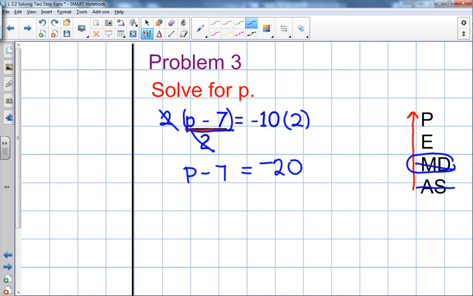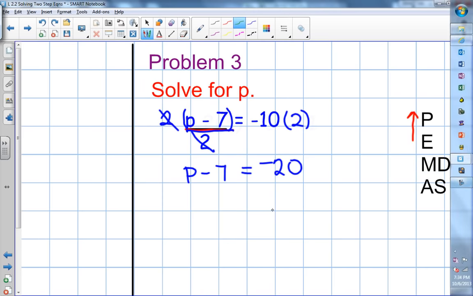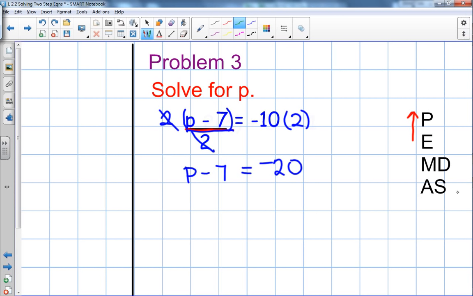So I keep working up the order of operations, any exponents, any parentheses. Nope, so then I start over. I go back down and start over with the order of operations. Any addition or subtraction? Yes. P minus 7, so the opposite of minus is plus, so I add 7 to both sides. The minus 7 and the plus 7 cancel. I'm left with P.